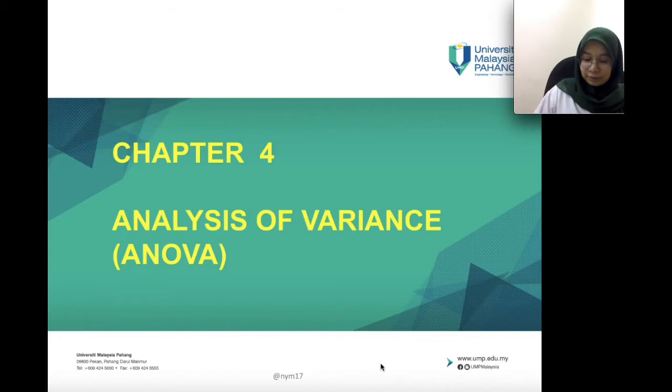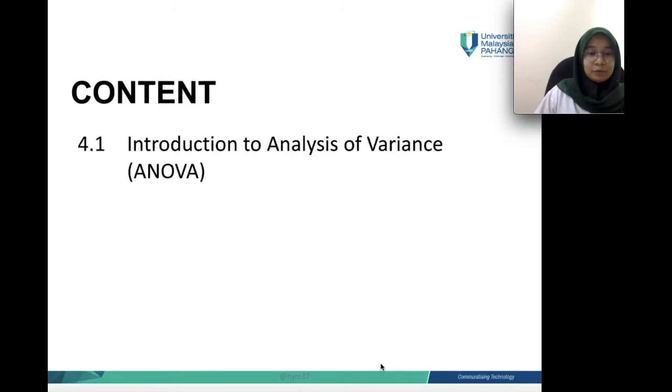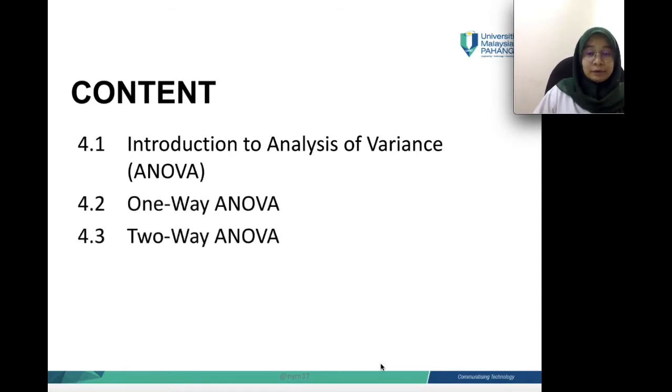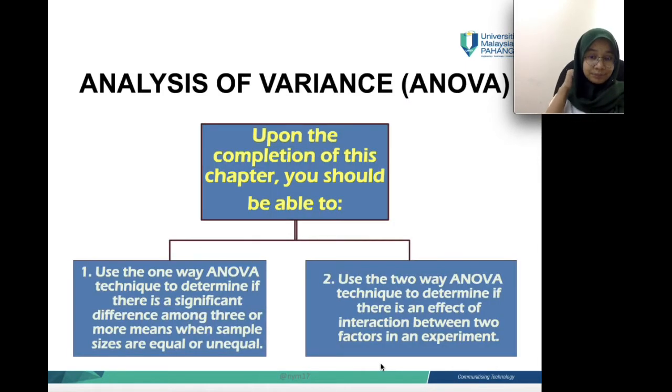So let's look at what we have in chapter 4 here. The content. So we have 4.1, introduction: what is ANOVA? 4.2, we have one-way ANOVA. We have two-way ANOVA, and then ANOVA using Microsoft Office Excel. Analysis of variance, ANOVA. ANOVA is a short form of analysis of variance.